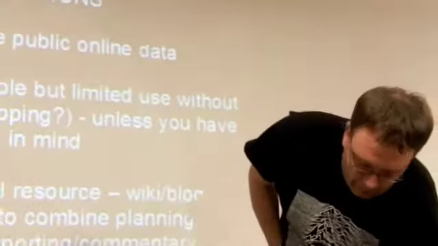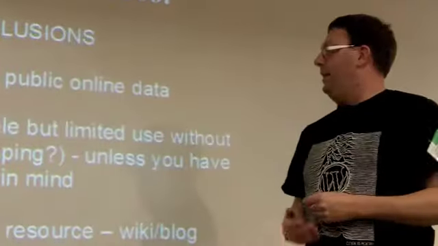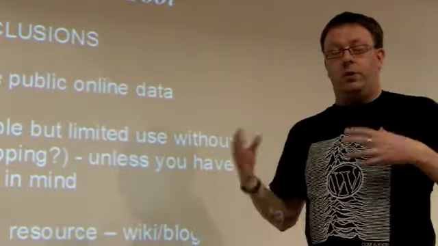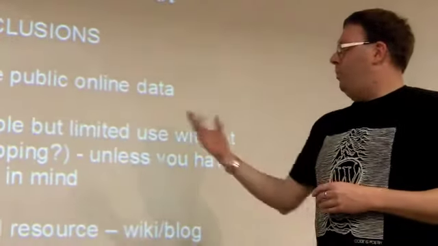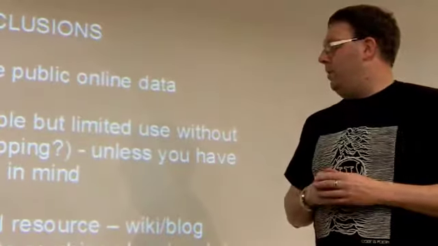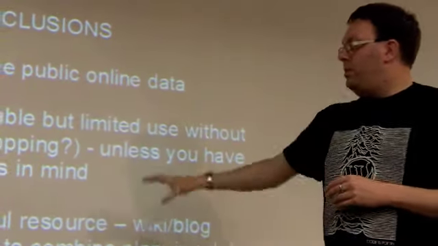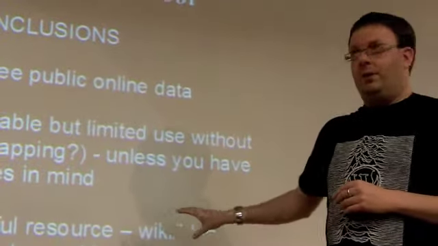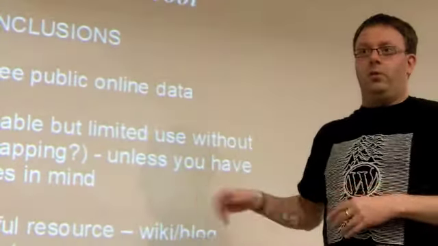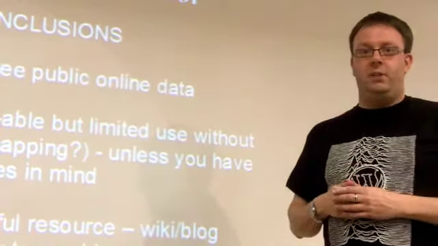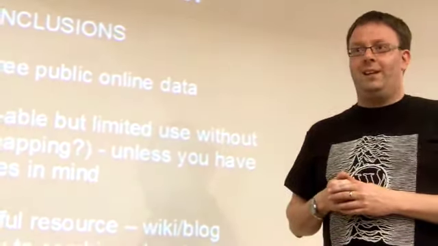So essentially we came up with three conclusions. There's a very large lack of public free online data. Planning is scrapable, but it's of limited use without the other background data. We probably need to look into mapping a bit more and how you can deal with that. And there is a potentially useful resource to be built here around some sort of wiki or blog that journalists could use to create an ongoing story about specific sites.